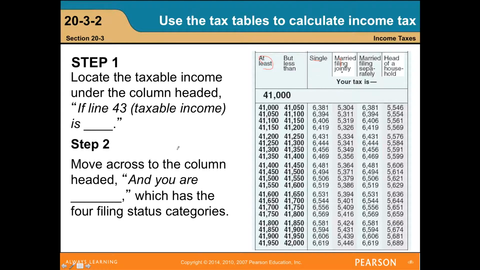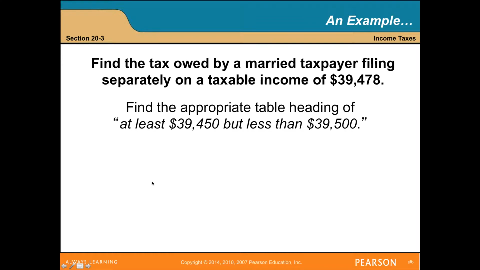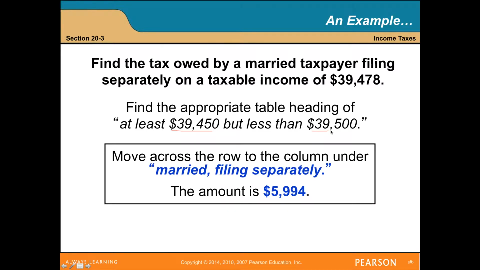Step 2, move across to the column headed "If you are," which has the 4 filing status categories. Find the tax owed by a married taxpayer filing separately on taxable income of $39,478. You have to find the appropriate table heading of at least 39,450 but less than 39,500. Move across the row to the column under married filing separately, so the amount is 5,994 in taxes owed.